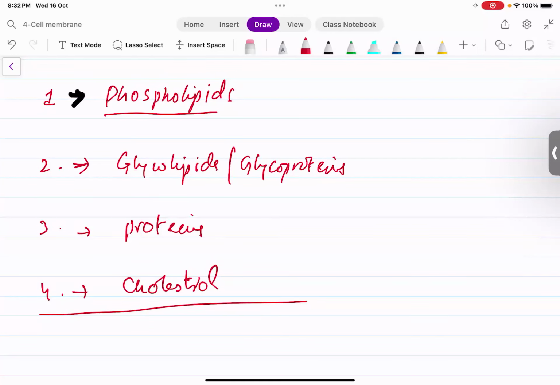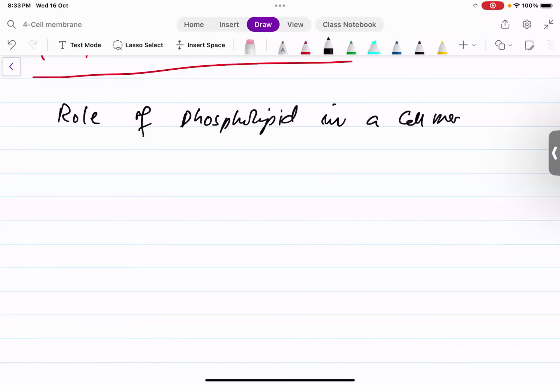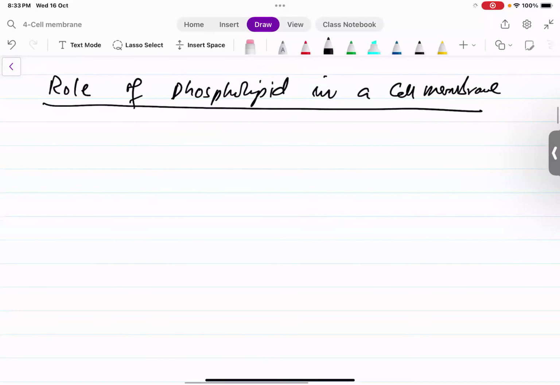So let's see the role of phospholipids in a cell membrane. As we discussed earlier, phospholipids are arranged in a bilayer in a cell membrane. All the cell membranes have the same structure, either it is the cell surface membrane or the membranes of the other cell organelles. They all have the same basic structure. So these phospholipids are arranged in a bilayer. This is a phospholipid bilayer.